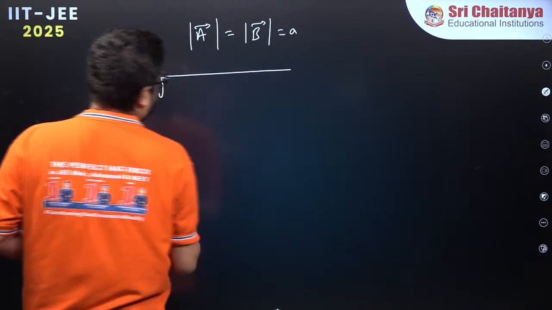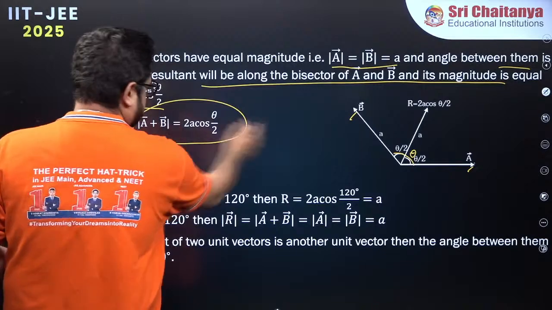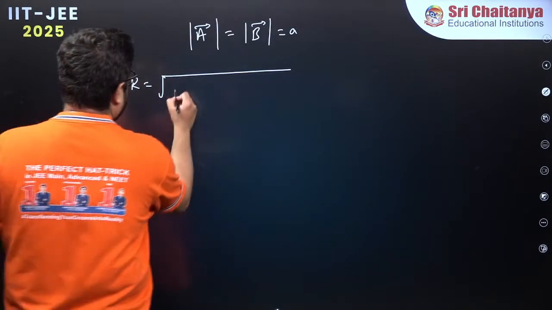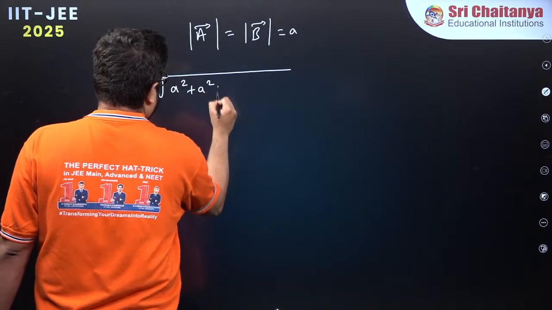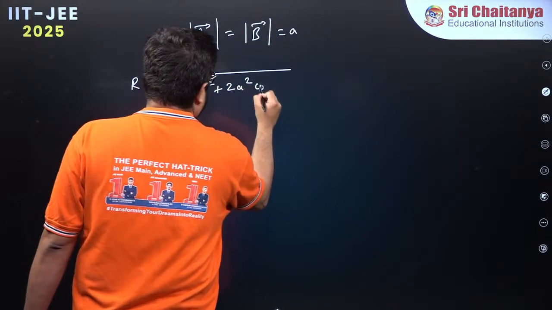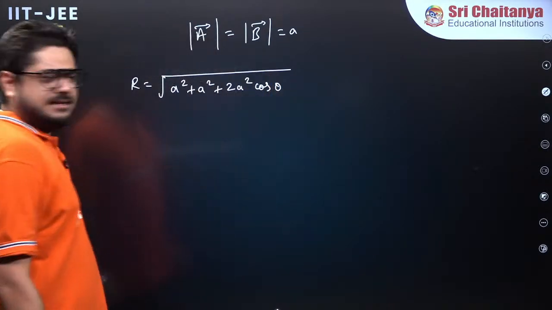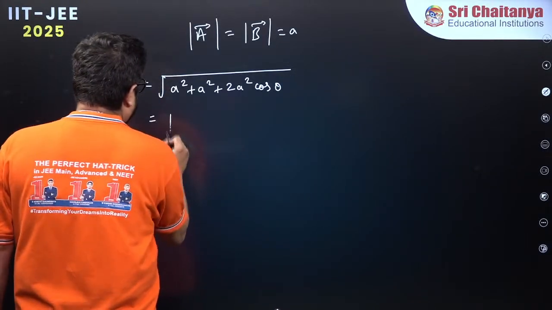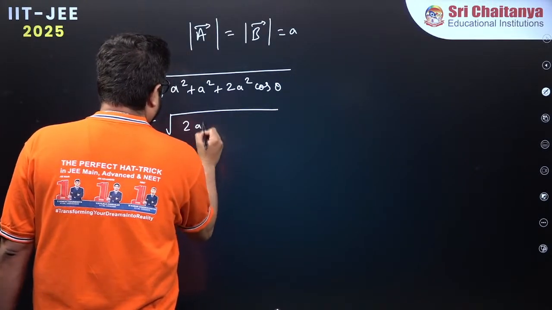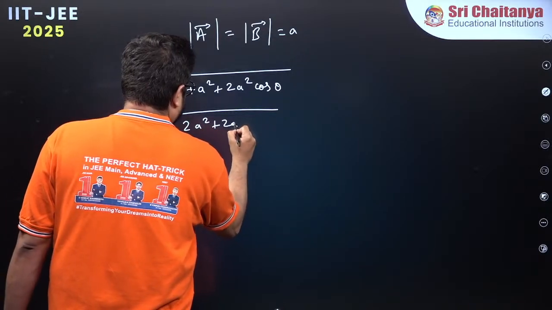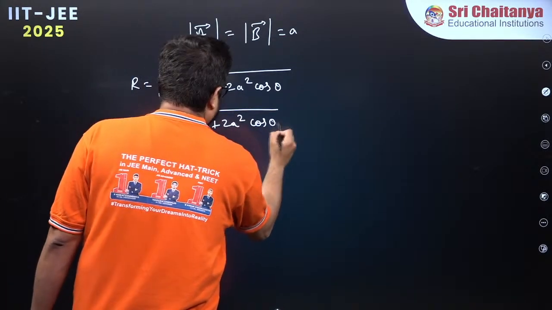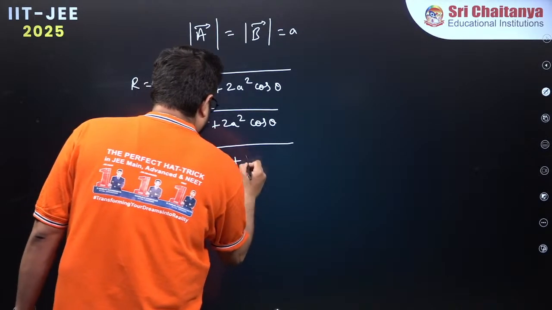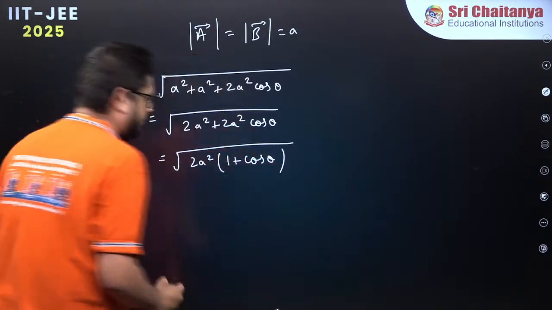We can add these two vectors, and let's say the angle in between them is theta, just like the way they have given over there. So what I will be saying, a square plus a square plus 2a square cosine of theta, isn't it? That's what I can get, everyone. So based upon this, we can write it as 2a square plus 2a square cosine of theta, isn't it? So let's take this 2a square outside. It's going to be 1 plus cosine of theta. I hope it's clear, everyone.